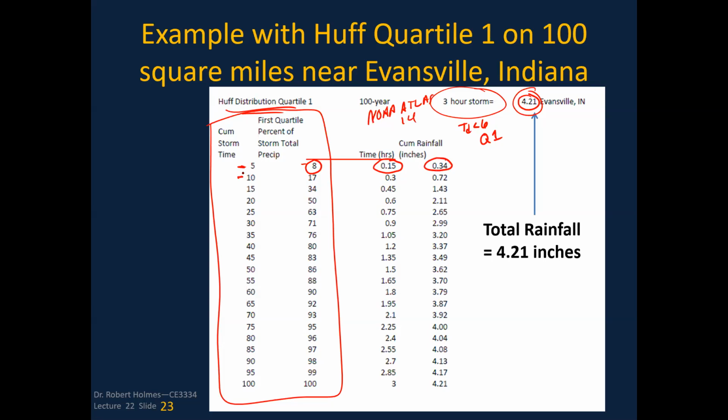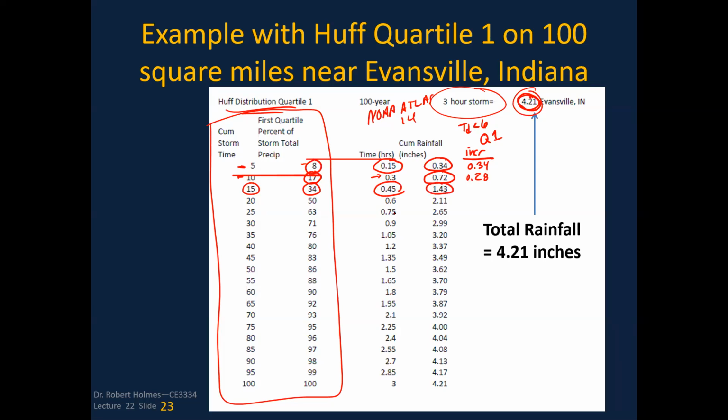And then I go to the next item, which is 10% of the time. Then I multiply 17% times 4.21, and I get 0.72 inches. Again, this is cumulative. If I want incremental, I'm going to have to subtract one from the other. So 0.72 minus 0.34 is what? Then if I go through 15% of the storm, that's 34% of the rain. So 34% times 4.21 gives me 1.43.